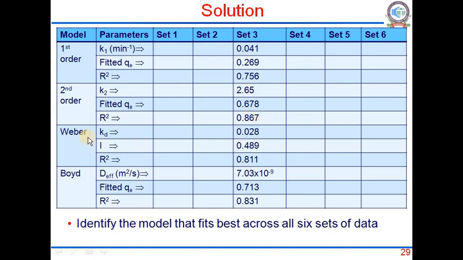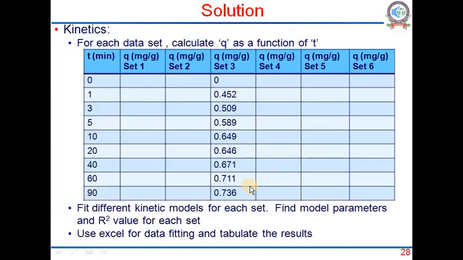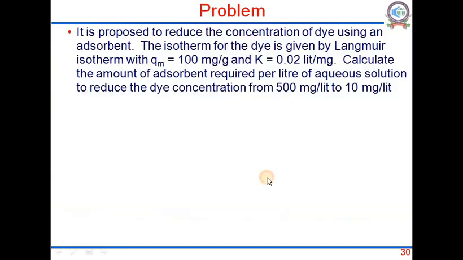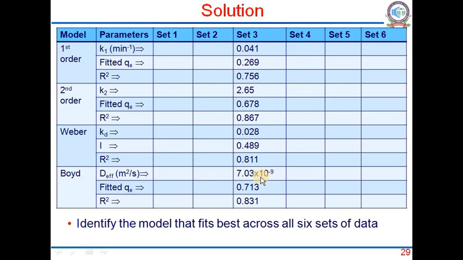If you want to fit the Weber model, you plot Q versus T raised to half. You will find R square is 0.811, much worse than this. If you want to fit the Boyd diffusivity model, again you can find the fitted QE value is 0.713. This agrees very well with the experimental value 0.736, and R square is 0.831, and then you can work out the diffusivity of this solute in the adsorbent. That comes to 7.03 into 10 raised to minus 9 meters square per second. So do these calculations for yourself, check that you get these answers, and then do it for other sets.